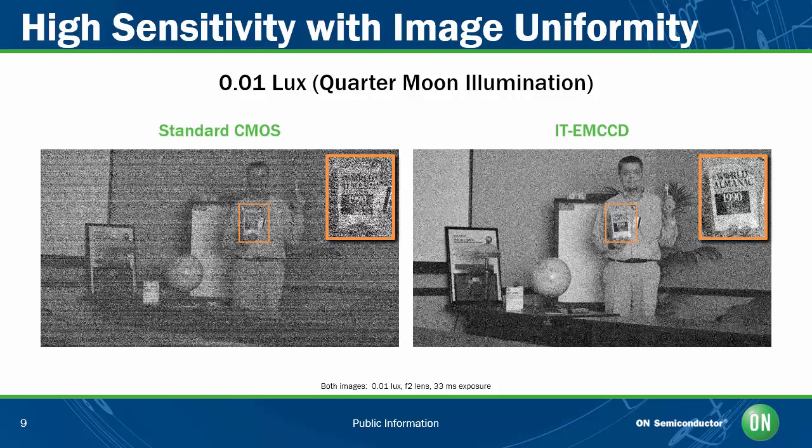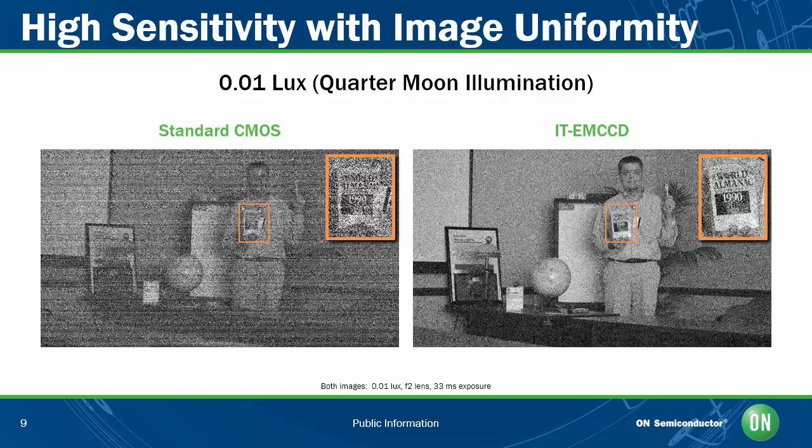Here's an example of what I'm talking about. Both of the images shown here were captured at a light level of 0.01 lux, which is like being outside on a clear night where the only light comes from a quarter moon. For the image on the left, you can see that the detail in the image is obscured by the background noise of the image sensor, which becomes prevalent under low light. But the Interline Transfer EMCCD image on the right is much cleaner. Even in this very low light condition, you can still see the detail in the image, even down to reading the words on the cover of the book.